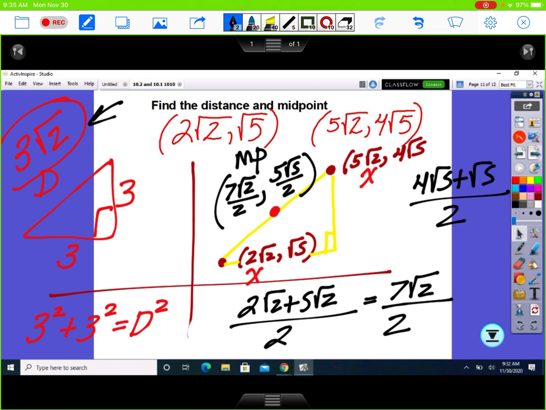So pick about 10 problems in this section that kind of look similar. Once again, kind of hunt down the ones that maybe have some radicals in them, for good practice for the test.